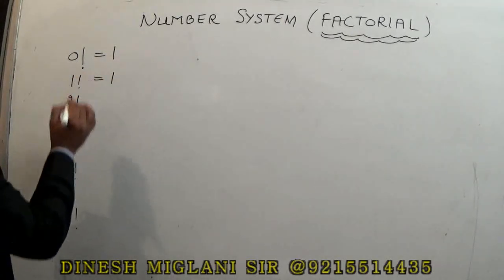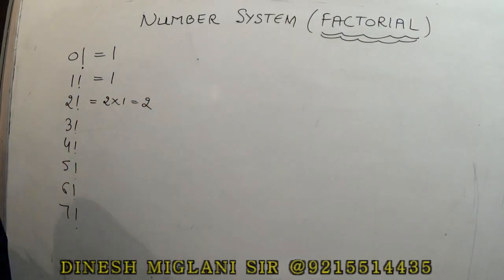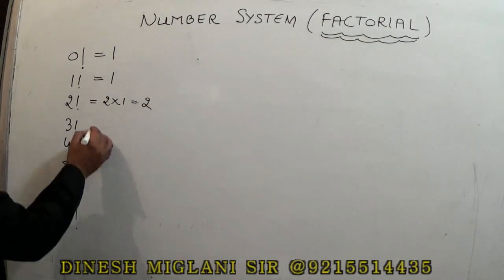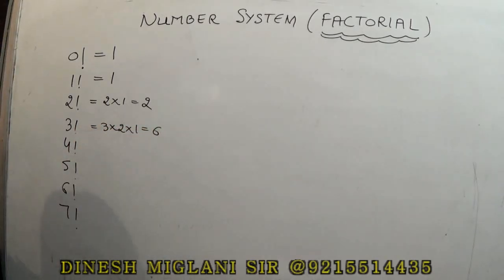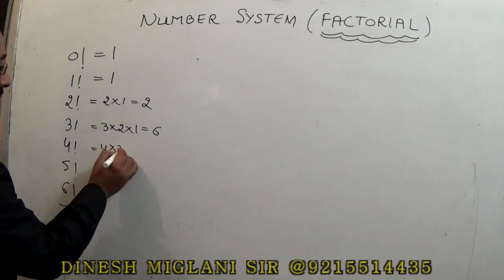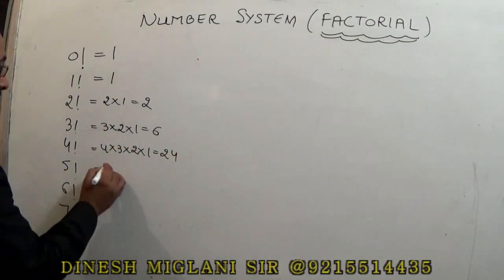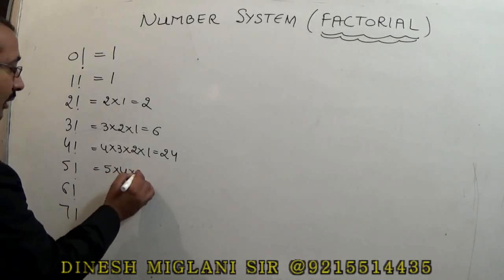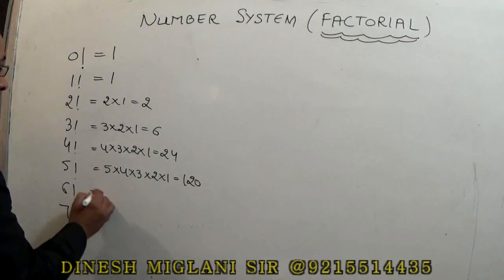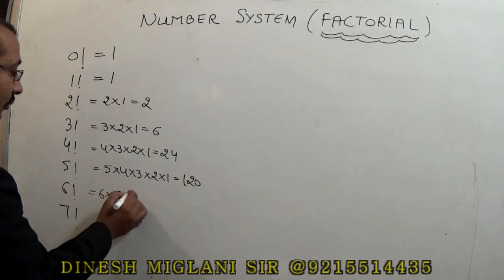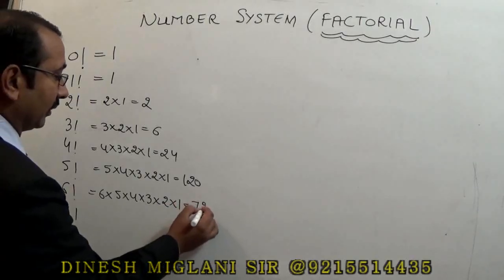1 factorial is 1. When you say 2 factorial, it means 2 into 1, answer is 2. When you say 3 factorial, 3 into 2 into 1, answer is equal to 6. 4 factorial means 4 into 3 into 2 into 1, your answer is 24. 5 factorial, 5 into 4 into 3 into 2 into 1, answer is 120. 6 factorial, 6 into 5 into 4 into 3 into 2 into 1, answer is 720.